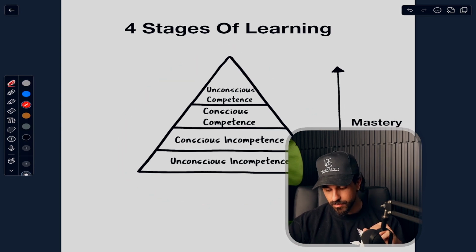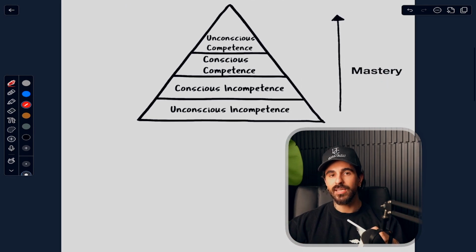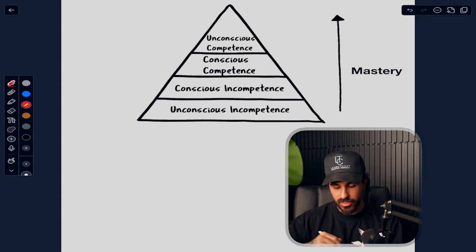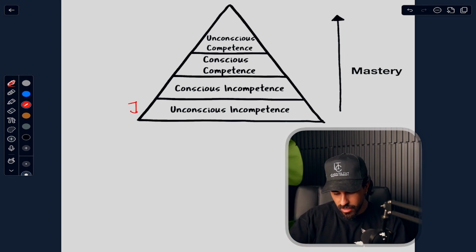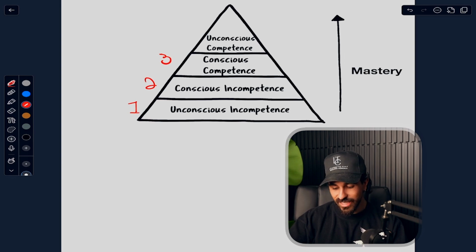The reason why is because together now, we're going to identify what stage of learning we're in. But let me first break down what each stage is. Okay, so stage 1 is the unconscious incompetence. I'm going to explain what that means as well. Stage 2 is the conscious incompetence. Stage 3 is the conscious competence. And stage 4 is the unconscious competence.